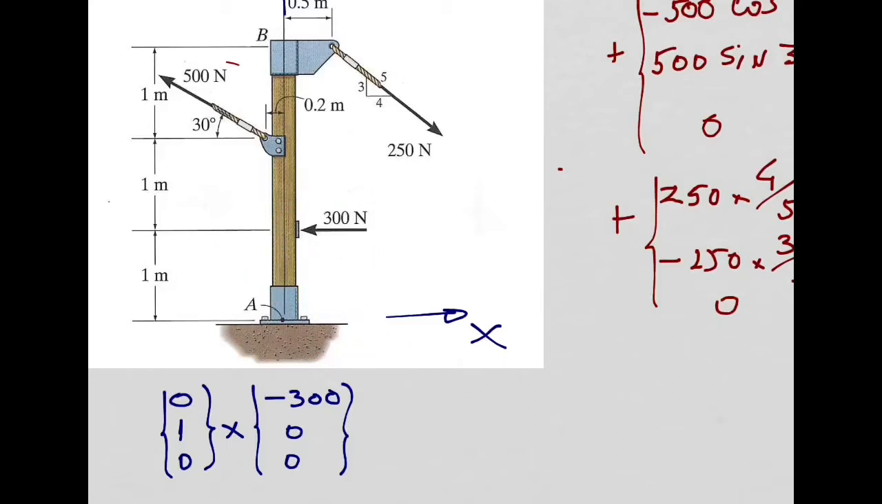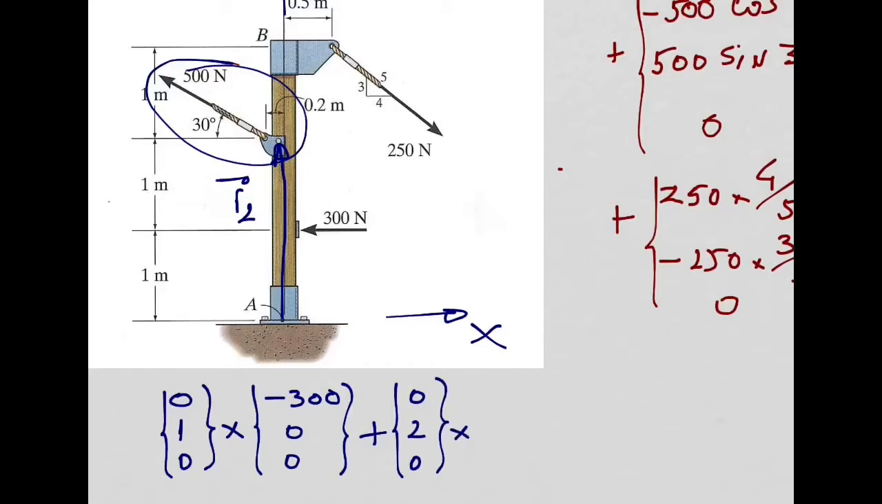Now, for the other forces, we can do it a bit quicker. I need to add now the moment produced by this force. Let's focus on this one now. I need to include first the position vector, starting at point A and going all the way until this point. This is my position vector, R2. What is the X component? 0. What is the Y component? 2. What is the Z component? 0.